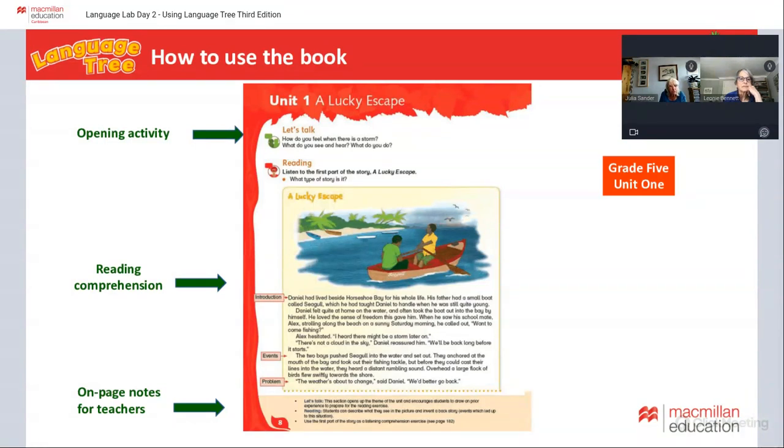Following that, there's a reading comprehension, and you will see we have various signposting in that, pointing out this is a story. This is the first unit of Grade 5, excuse me. And at the bottom, you can see how there are on-page notes for the teachers. Can we have the next slide, please?